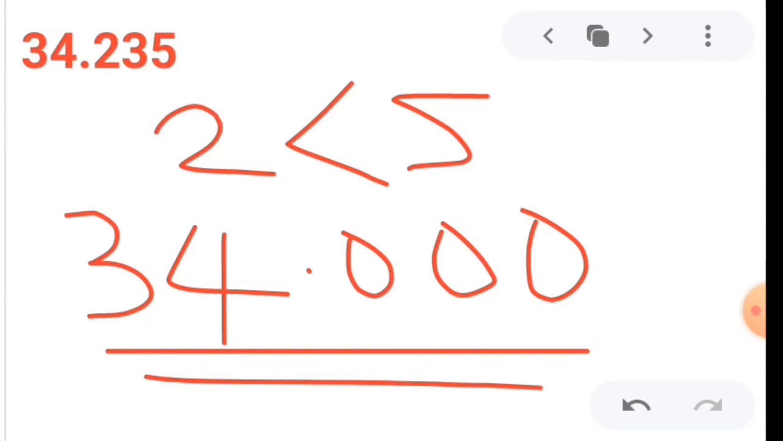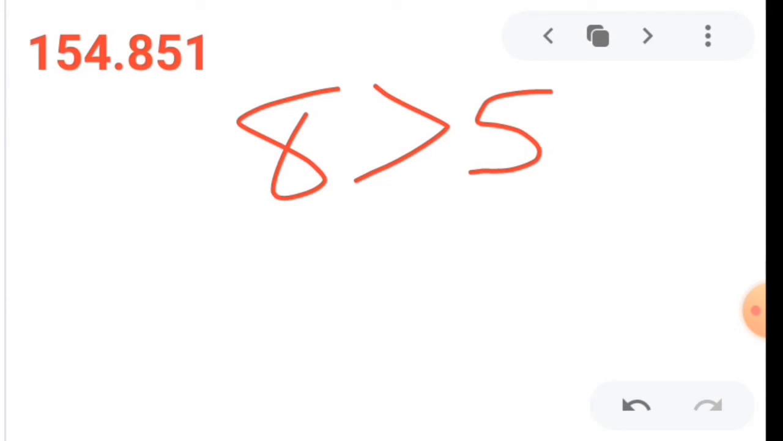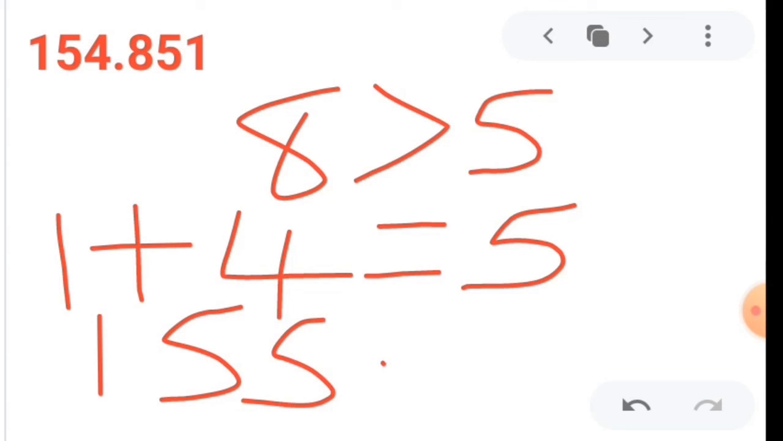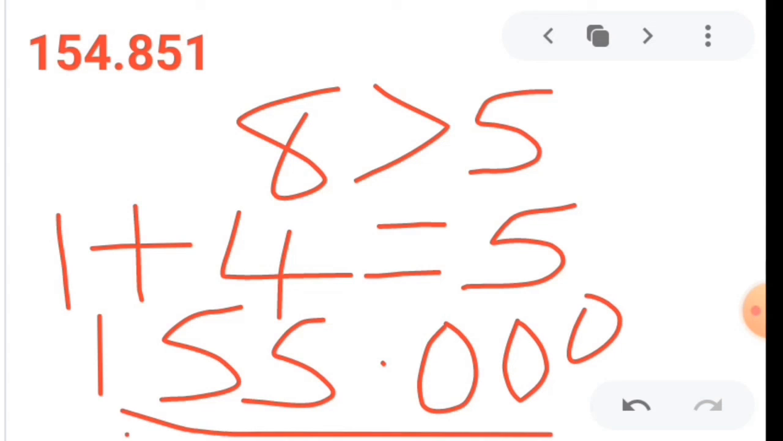Let's look at another example. We have 154.851. We are rounding to the nearest whole number. The nearest whole number is 4, which is just before the decimal point. And after the decimal point, we have 8. Now we know that 8 is greater than 5. Because 8 is greater than 5, we change it to 1 and add it to 4. It then becomes 5. So where 4 was, we replace with 5, and we have 155. All the numbers after that we replace with zeros. So we have 0, 0, 0. I know it's very, very easy.